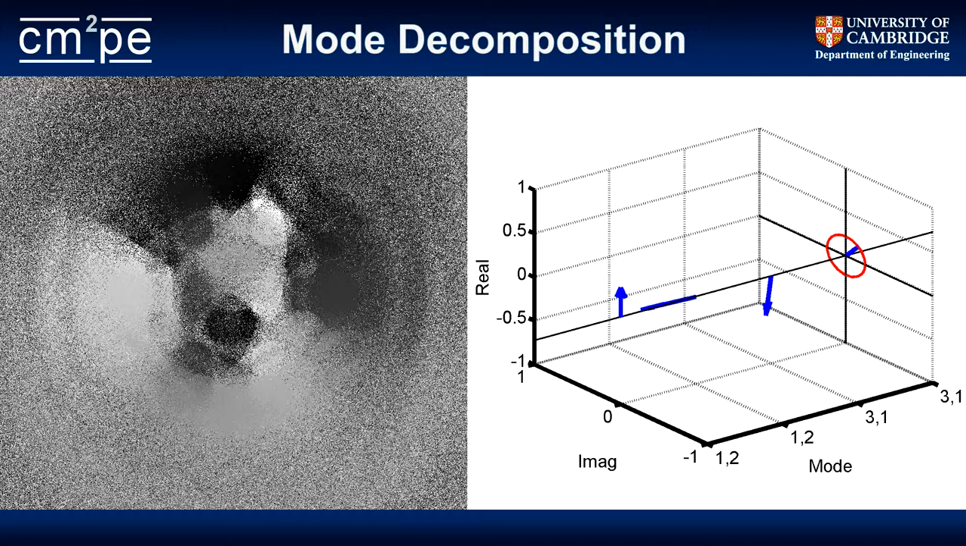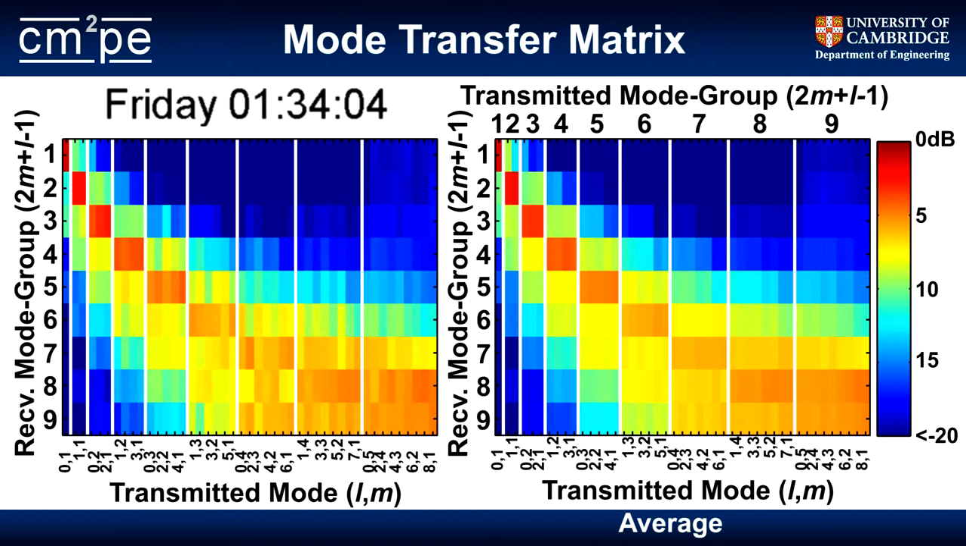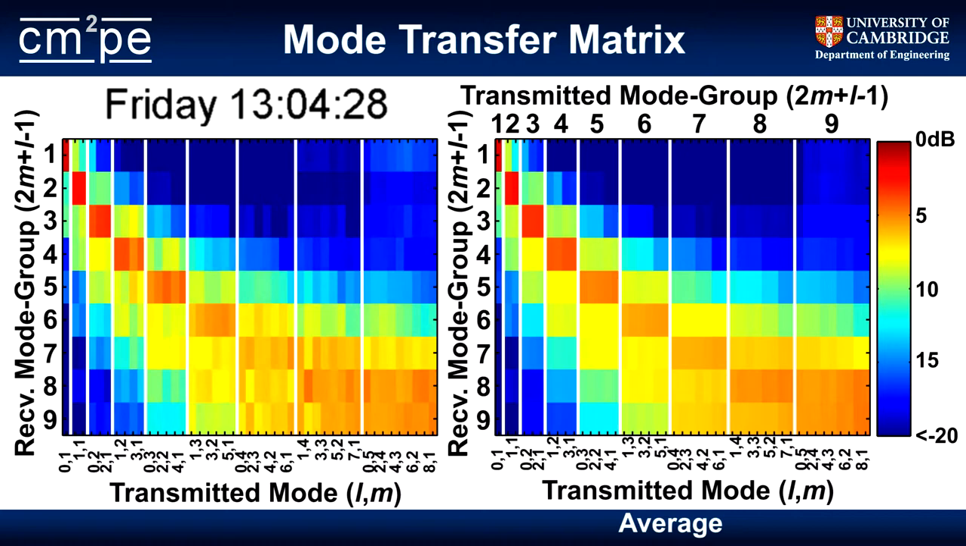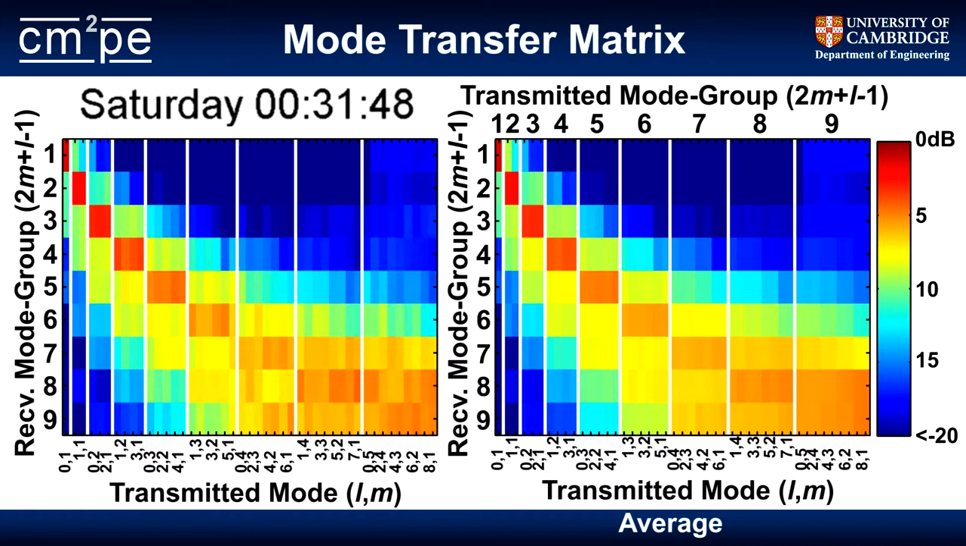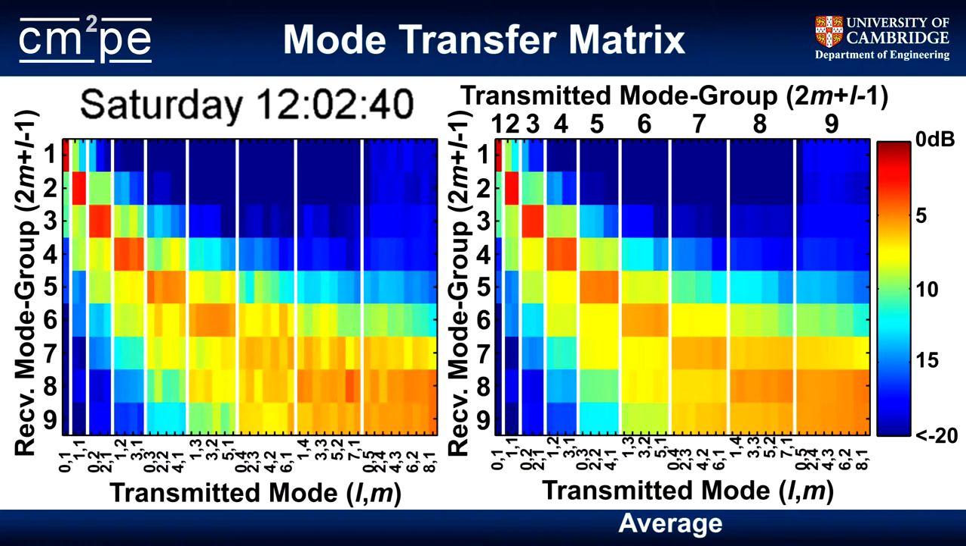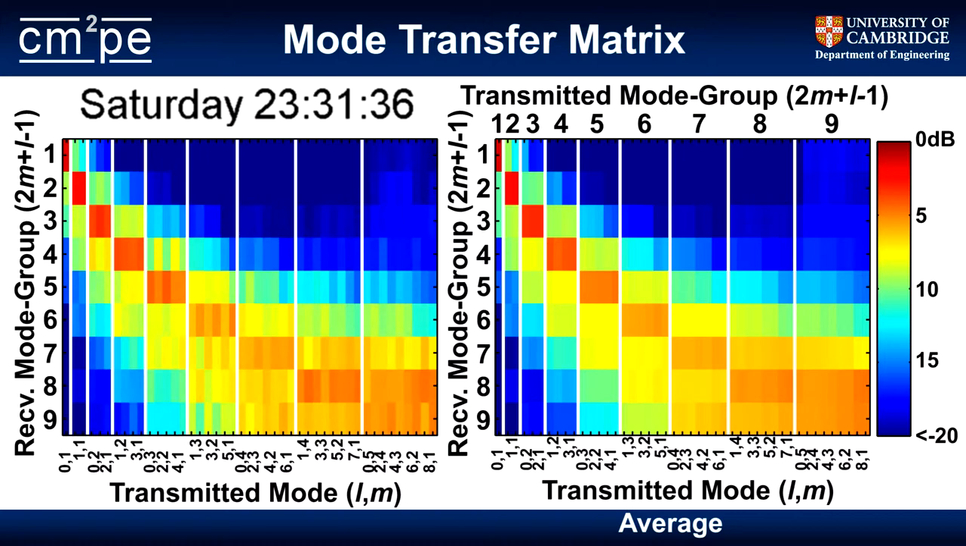So if you launch each mode one at a time into the fiber and measure the distribution of modes arriving at the receiver, it's possible to measure the full modal coupling matrix, the full modal transfer matrix of the fiber. Because it's an SLM, you can also track that with time. And that's what we're looking at here. Along the x-axis, I've launched each mode of the fiber one at a time and decomposed it along the y-axis. And they've been aggregated in terms of their degenerate mode groups along that y-axis there.